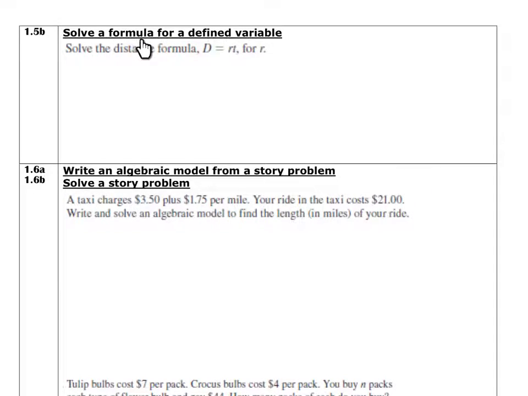1.5b wants us to solve a formula for a defined variable. So here they have the distance formula, which is d equals r times t. They want us to solve for r. This is not a hard problem. Don't overcomplicate it. Here it is. They want us to get r by itself.